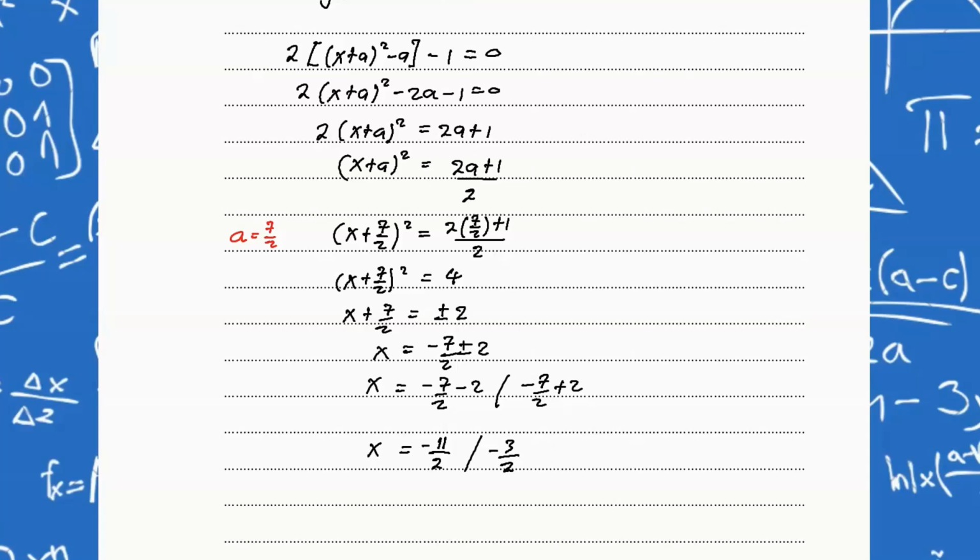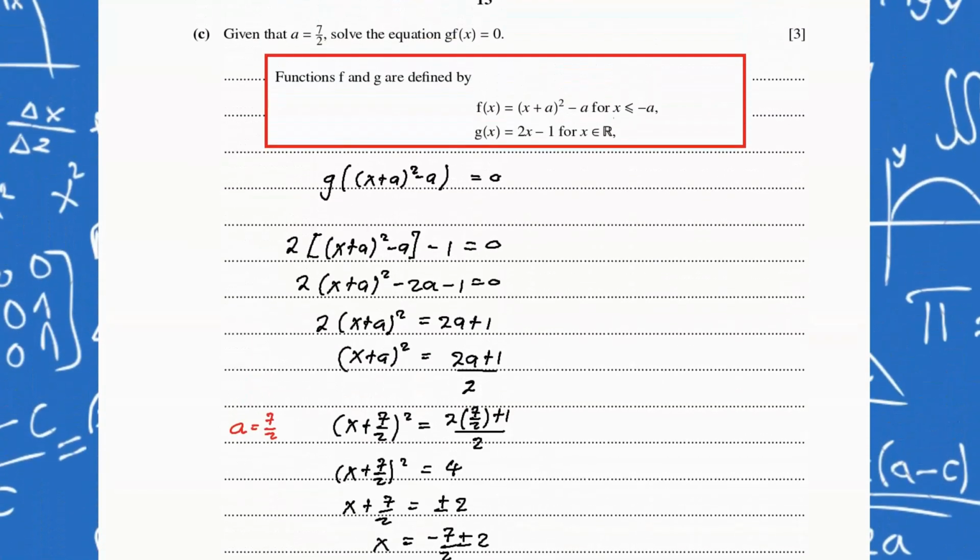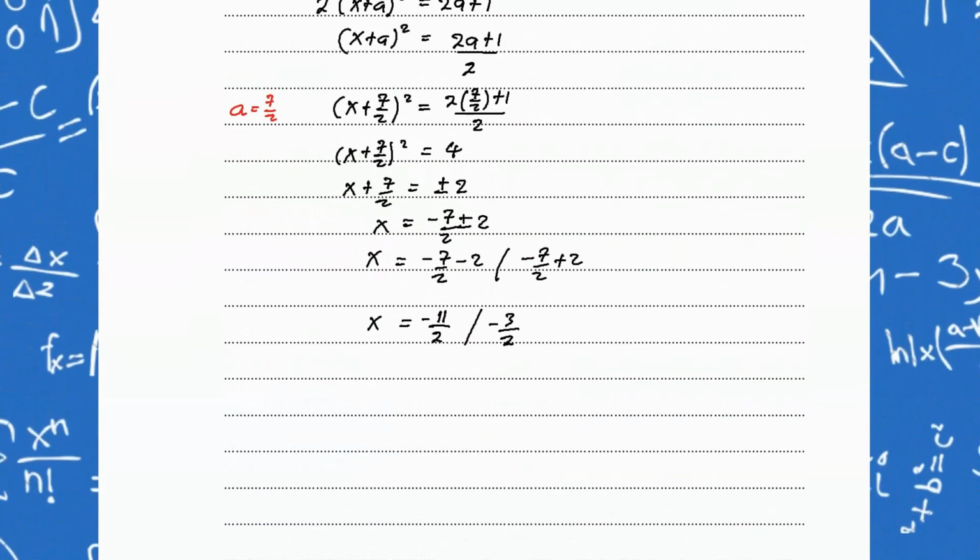However, if you look, we have been told that for f, x has to be less than or equal to −a. So we are going to take the value that is less than −a, and we can see that −3/2 is actually greater, so we will only have x be −11/2, since x has to be less than or equal to −a. So this here becomes the final answer we get.